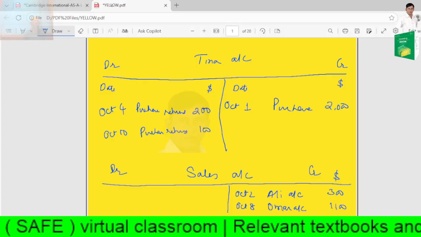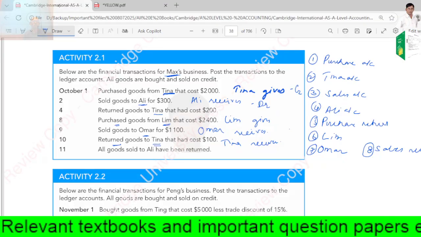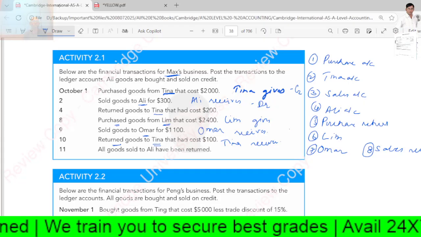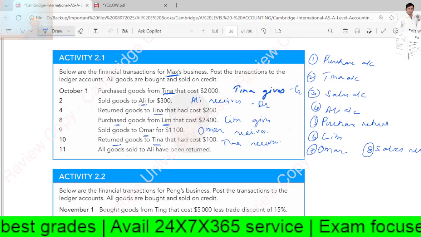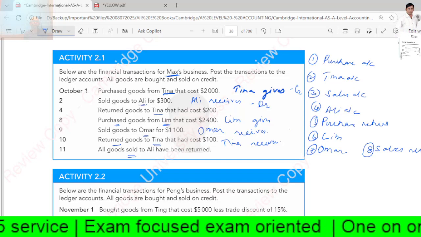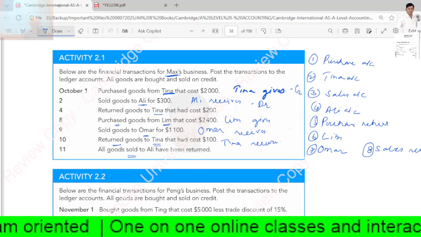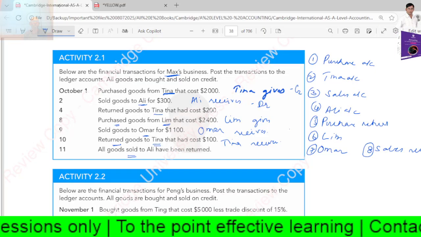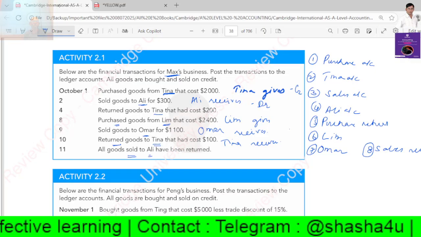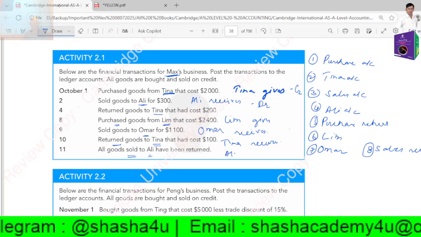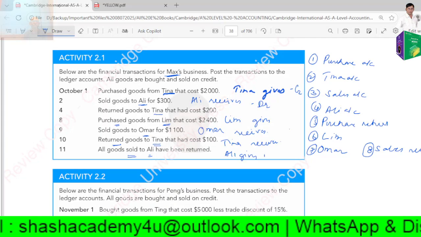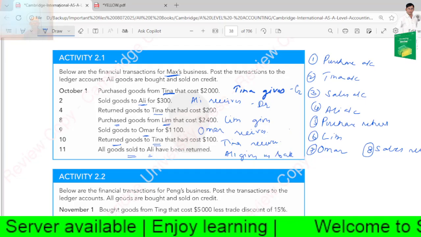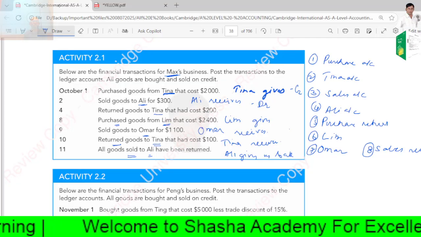So next, all goods sold to Ali have been returned. So we have sold to him. So when we get back, it is known as sales returns. Obviously, all goods sold to Ali, Ali has returned. Ali is the giver here. So credit the giver. Ali gives us back. We had sold him. At that time we had given him. Now he will give us back.